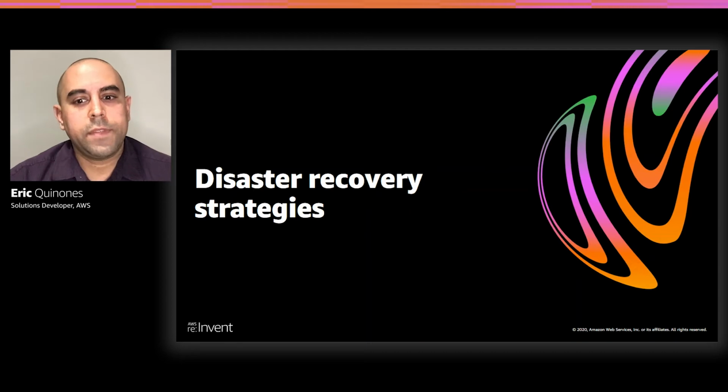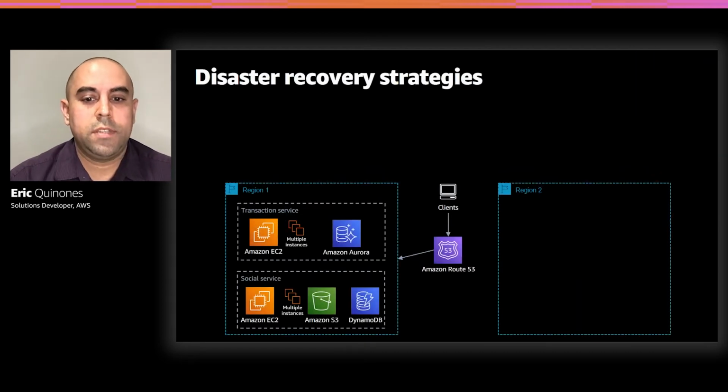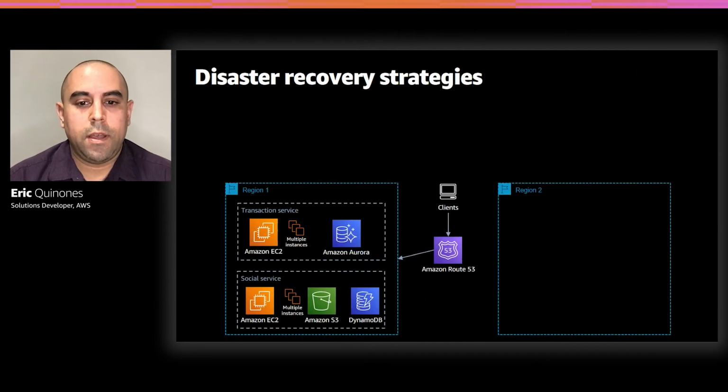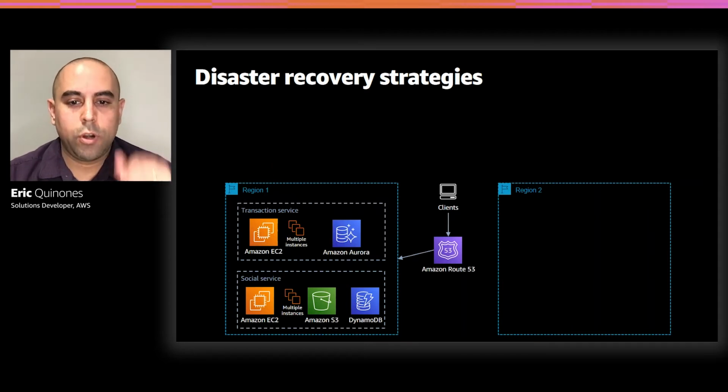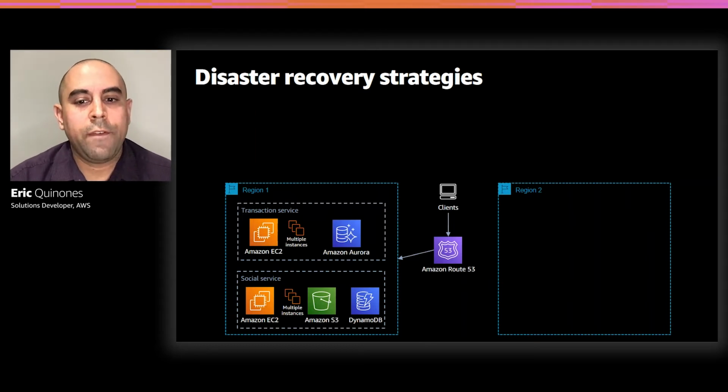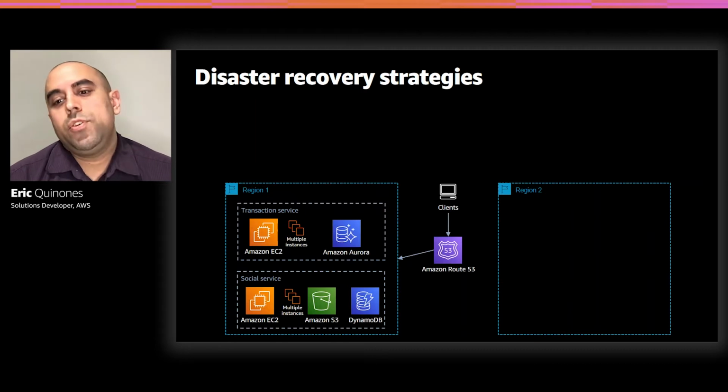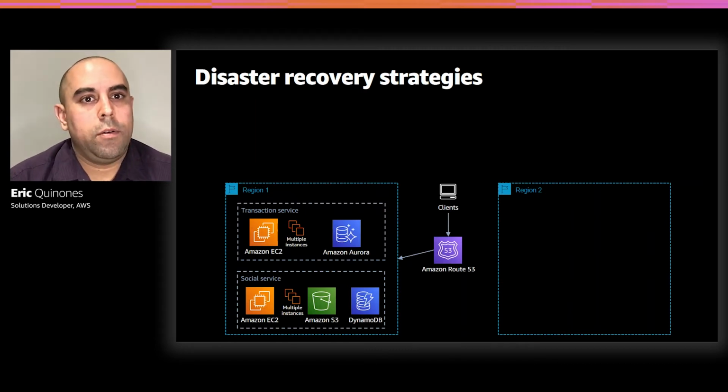So on the left-hand side here, you'll see the two microservices, my transaction service and my social service. And I'm using Route 53 as my DNS. So when everything's running as normal, 100% of my traffic is going to region 1, which is my primary region, and I'm using weighted routing in Route 53 to send all my traffic there.